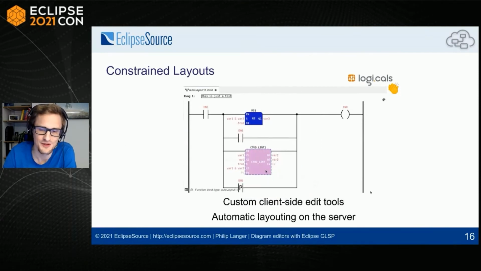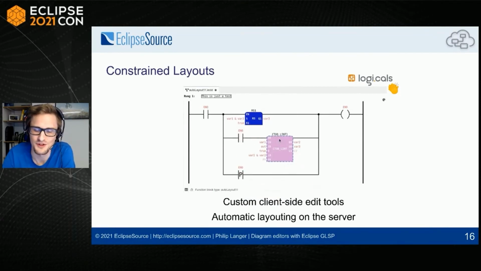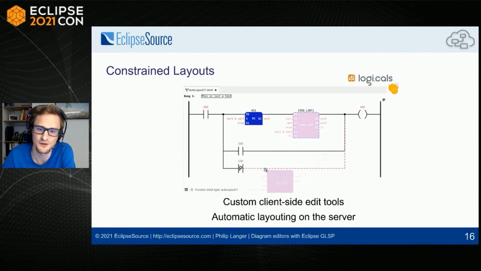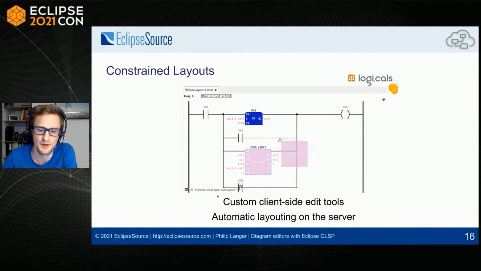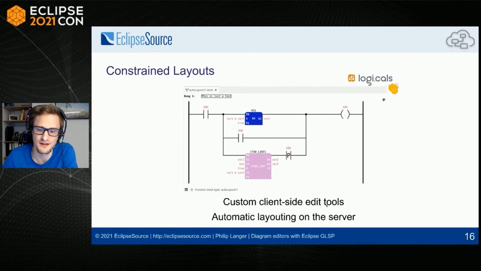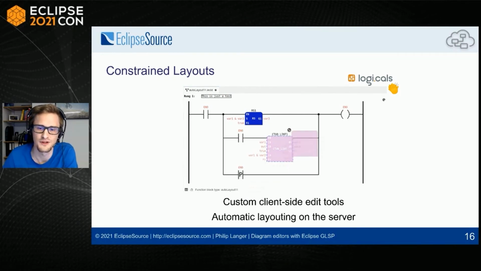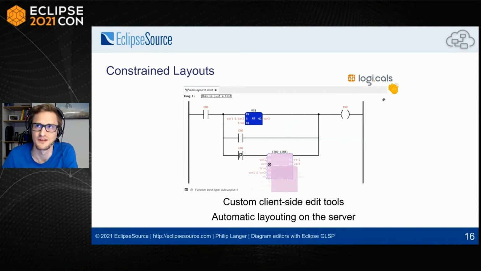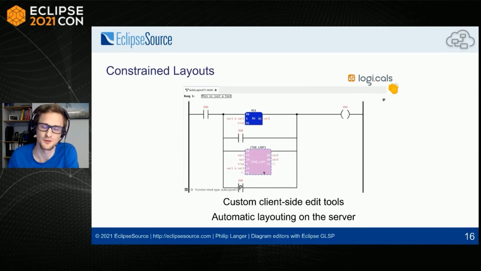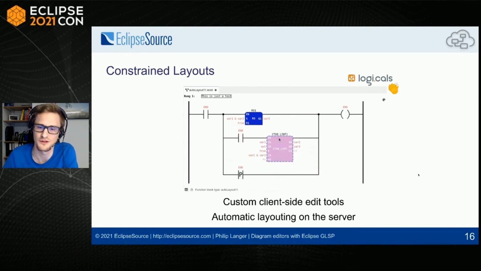We were also super happy to see that GLSP could be used in a commercial project for a very different type of diagram that has very constrained layouts. As you can see, you can't really move stuff here, but you can still structurally change the diagram and it would then auto layout. That was possible by customizing the client-side editing tools and hooking up automated layouting on the server, and that went pretty smoothly. I think it is great to see that these different types of diagrams can also be well supported with the GLSP framework.